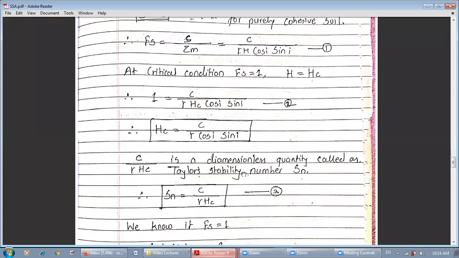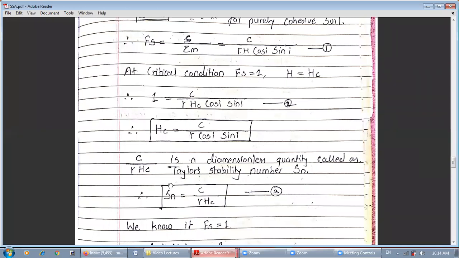Now, one more term is coming into the picture, that is Taylor's stability number, which is represented by capital S suffix n, Sn. Taylor is the name of the scientist who invented this Taylor's stability number Sn, which is equal to C divided by gamma into Hc. So Sn is the Taylor stability number. It is a dimensionless number.